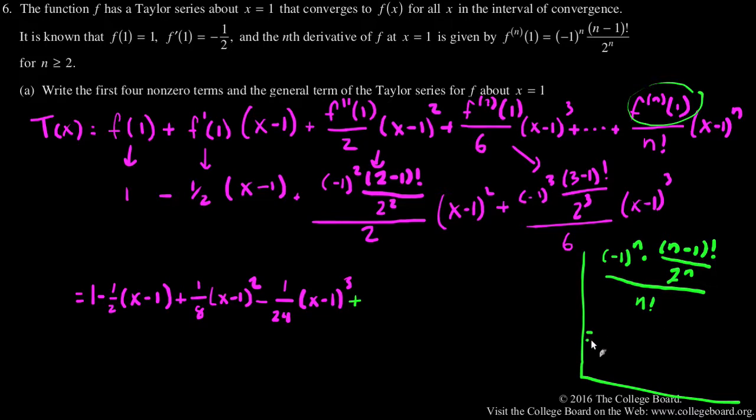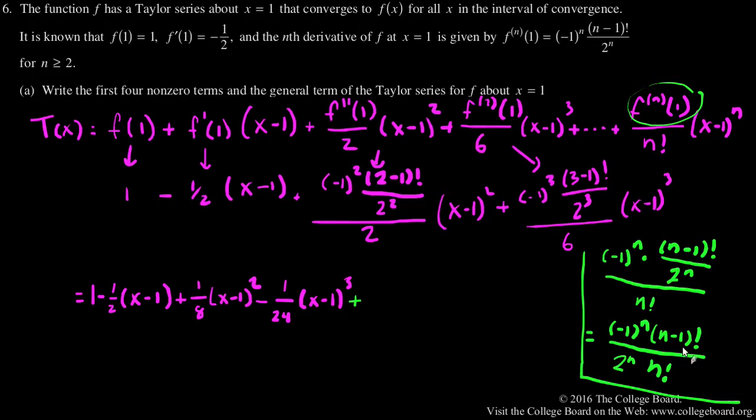And I can clean that up a little bit, so I have a -1 to the n. This is in the numerator of the numerator. It will stay in the numerator. n minus 1 factorial. This is in the denominator of the numerator. It's going to actually end up in the denominator, so I have 2 to the n. And the n factorial is in the denominator. It stays in the denominator.